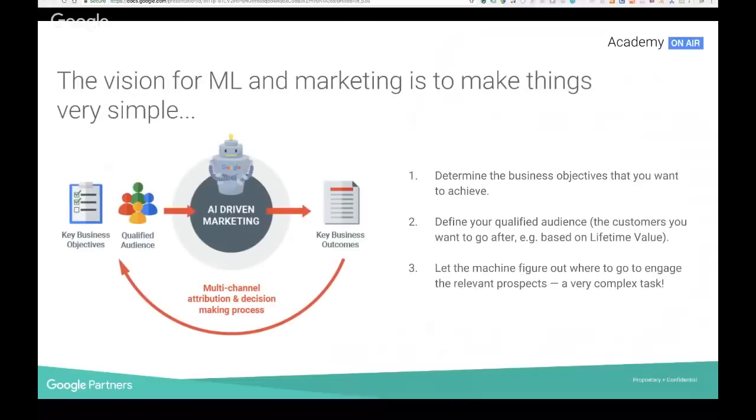So the idea of this is basically to make machine learning work for you. You put in a key business objective, you determine your audience, and we will do the rest, the heavy lifting for you in the middle, making real-time decisions as you go.